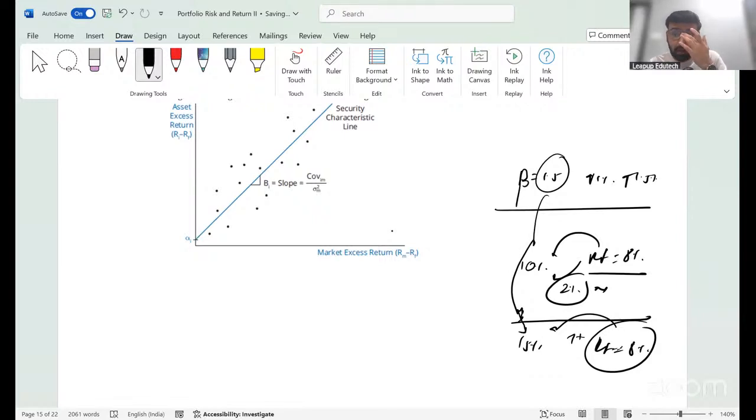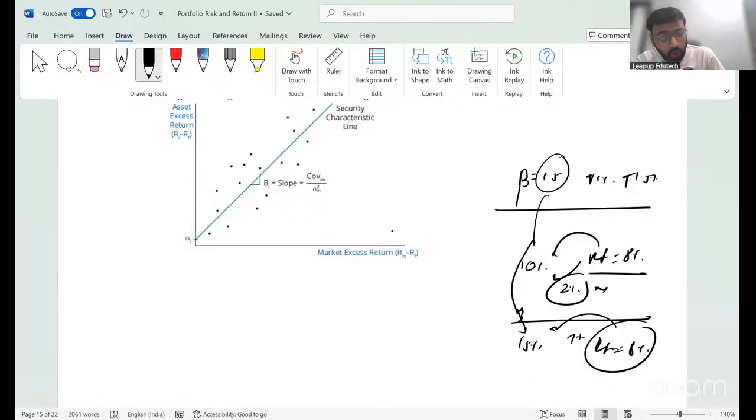And you know what beta is? Over the years, I will plot this. What is this? The movement of my stock with respect to the market, in terms of returns over and above the risk-free rate. How much did the market perform over and above the risk-free rate? How much did I perform over and above the risk-free rate?